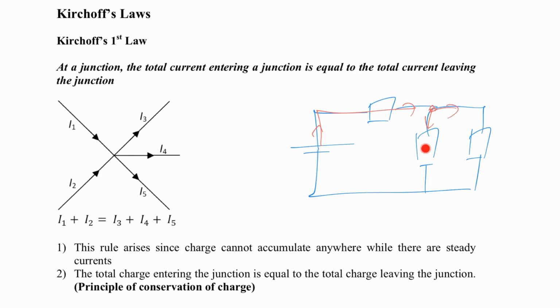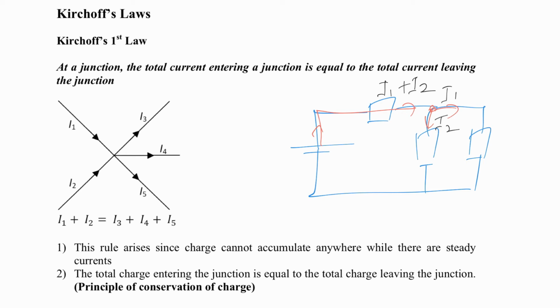When it splits, how do we label the currents at this junction? We can call the current that leaves on this side, let's say I1, and this side is I2. Since the current leaving on this side is I1, and this current leaving is I2, what's the total current leaving? I1 plus I2. So therefore the total current entering will also be I1 plus I2. That's how we use Kirchhoff's first law.